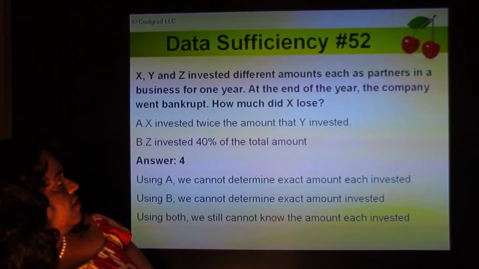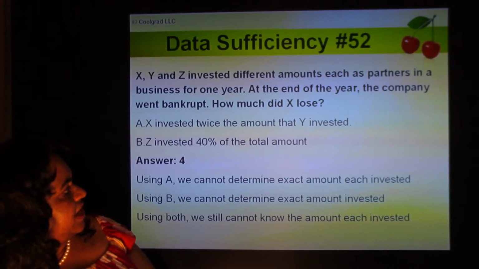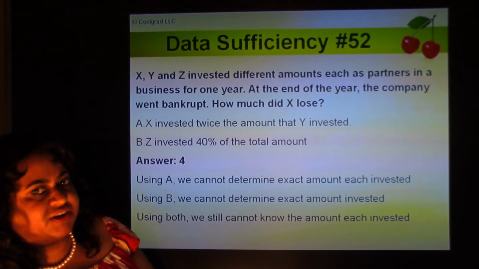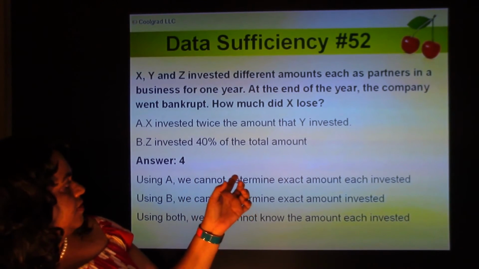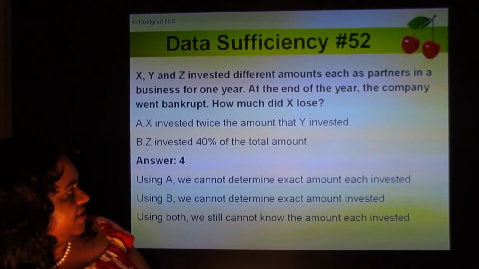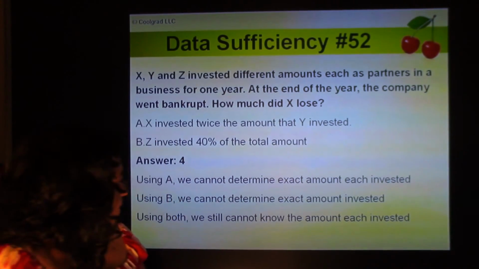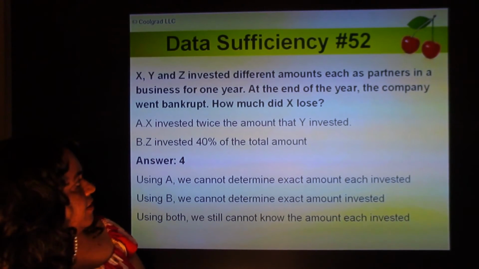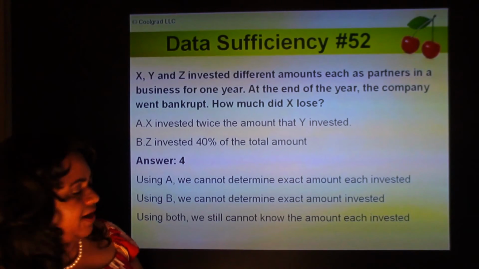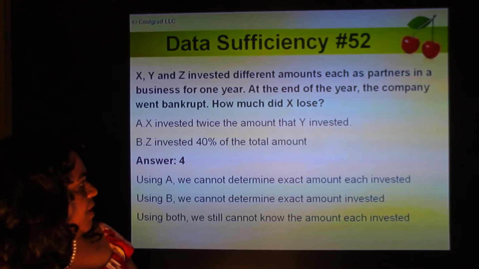Okay. So X, Y, and Z invested different amounts as partners for 1 year. At the end of the year, the company went bankrupt. How much did X lose? So X invested twice the amount Y invested. We don't know how much Z invested. So how much did X lose? We can't determine that. Using statement B alone, Z invested 40% of the total amount.